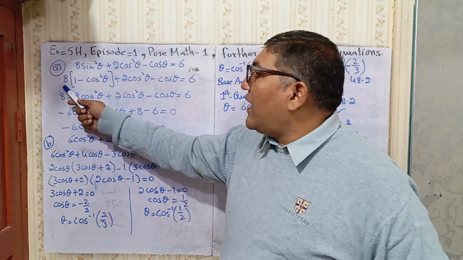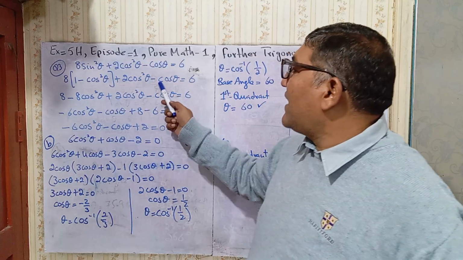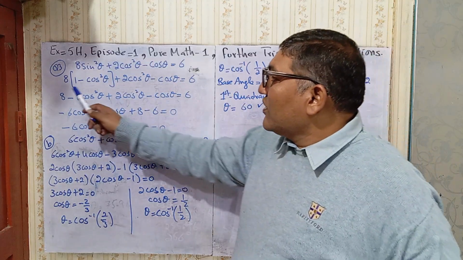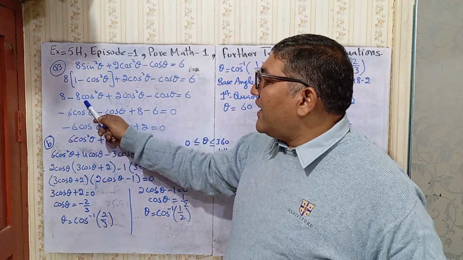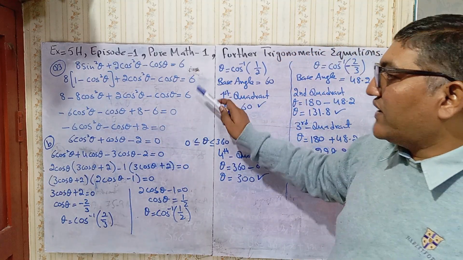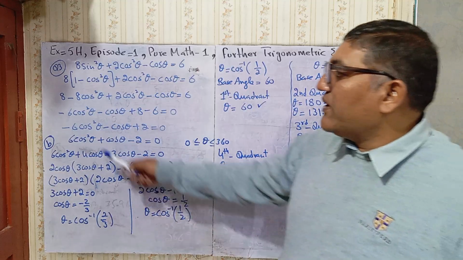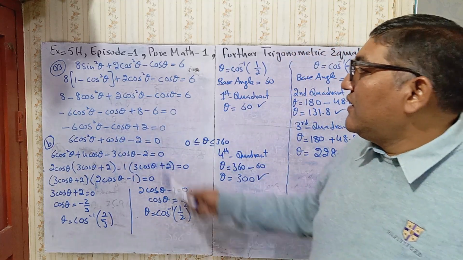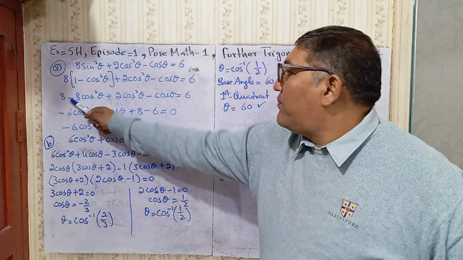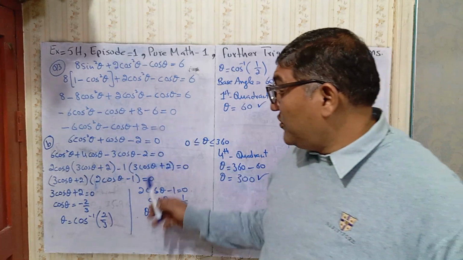So you will have 8 bracket 1 minus cos square theta plus 2 cos square theta minus cos theta equals to 6. So it will become 8 minus 8 cos square theta plus 2 cos square theta minus cos theta equals to 6. Minus 8 cos square theta plus 2 cos square theta will become minus 6 cos square theta minus cos theta plus 8, and this 6 comes on this side and it becomes minus 6 equals to 0.